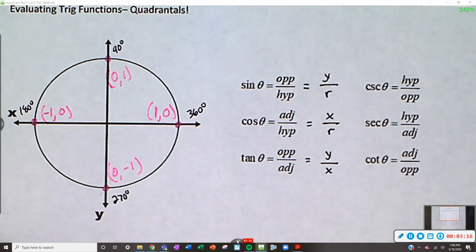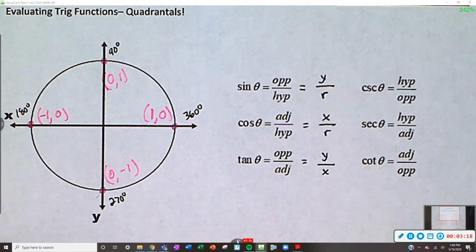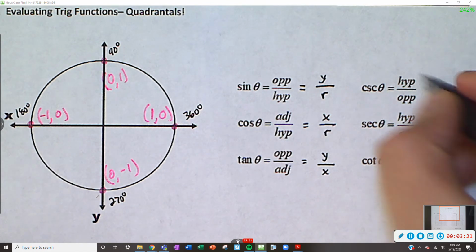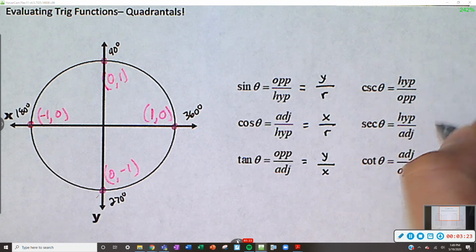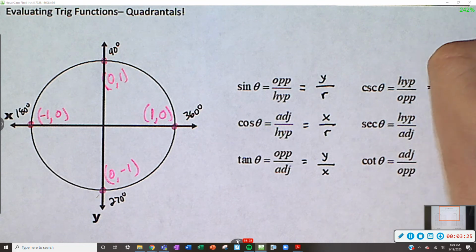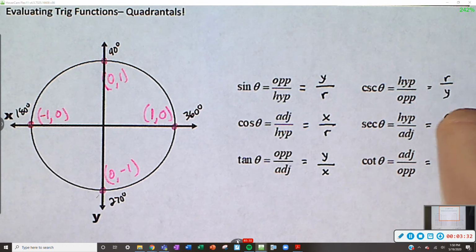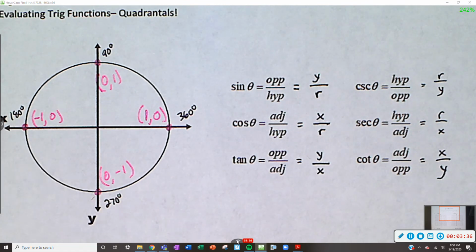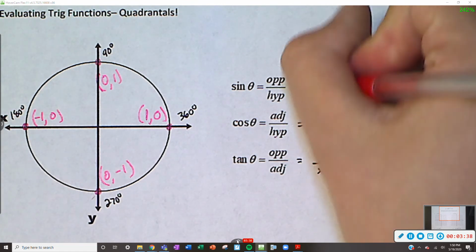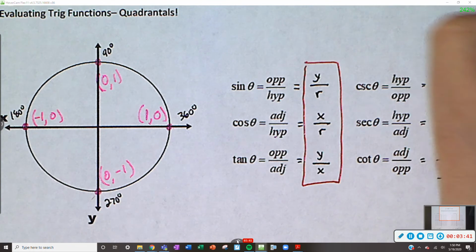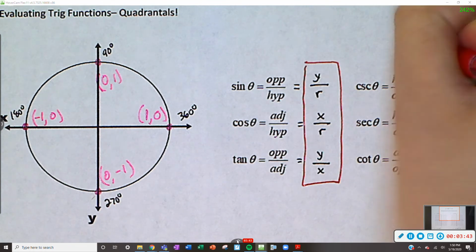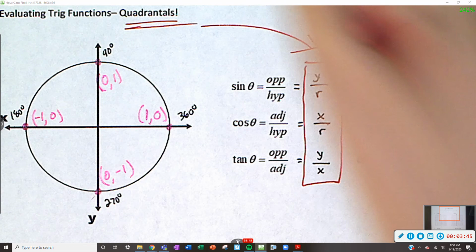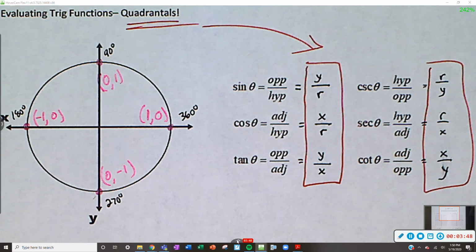And then for our reciprocal functions, I'm just going to take the reciprocal of these. So instead of hypotenuse over opposite for cosecant, it's going to be the radius over the y value. Secant will be the radius over the x value. And lastly, it'll be x over y for cotangent. These are the ratios that we're going to be using for quadrantals. So again, anytime you see those quadrantals, those are the ratios you're going to be looking to use.